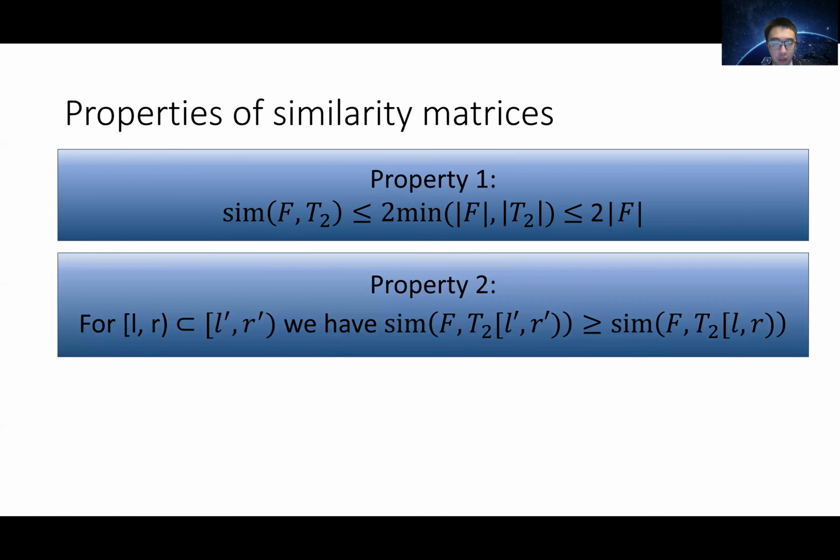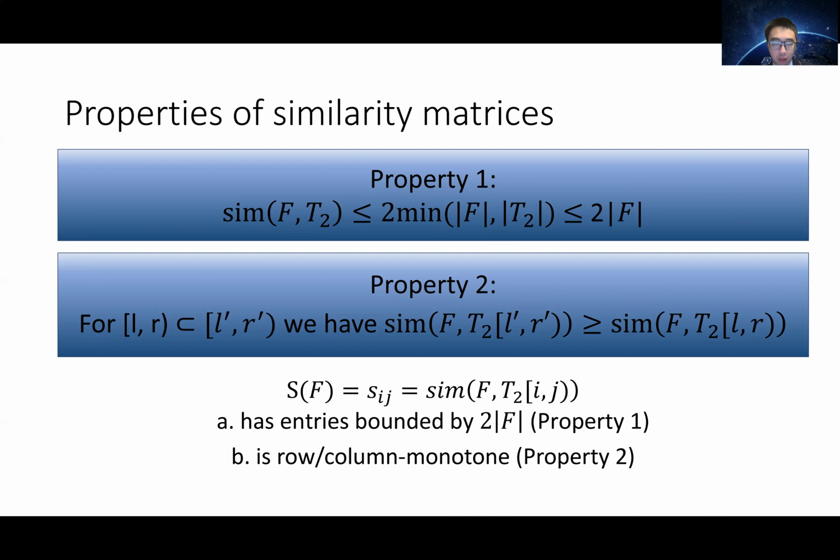The second property is, if you are given an interval L to R and another interval L prime to R prime that contains this interval, then the similarity between the forest F and T2 of L prime to R prime is no less than the similarity between F and the subforest T2 of L to R. This is because T2 of L prime to R prime is going to be a superforest of T2 of L to R.